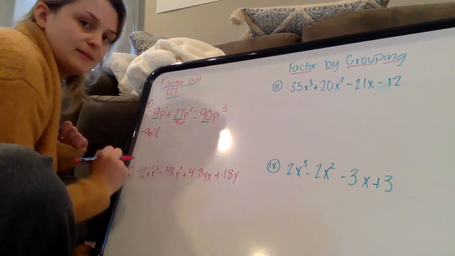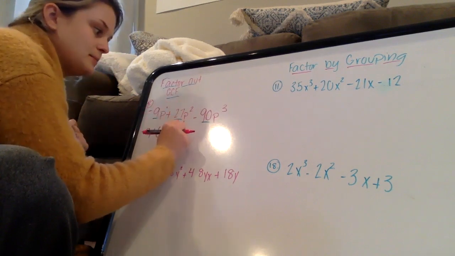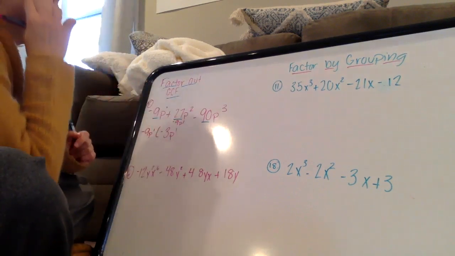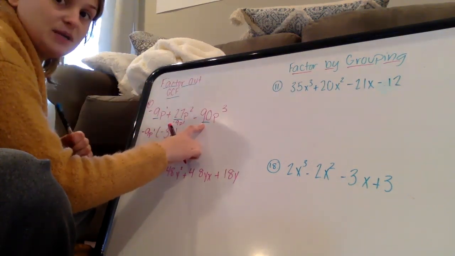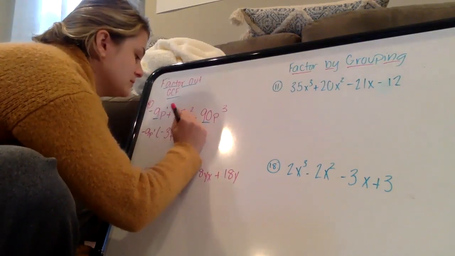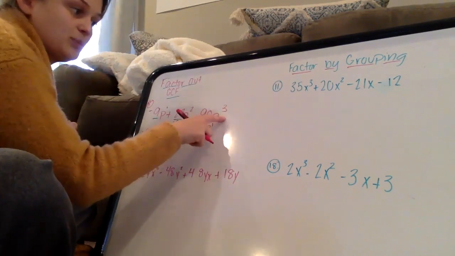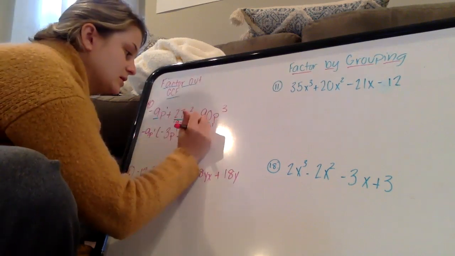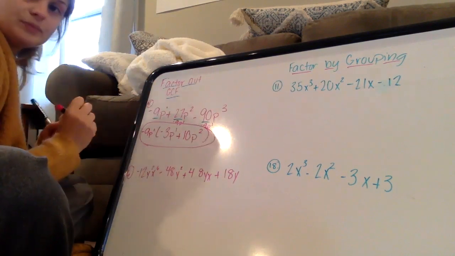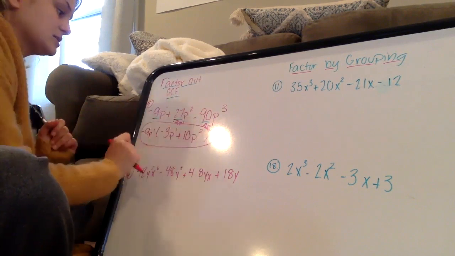So 27 divided by -9 would be -3. And then p squared is bigger by 1, so p to the 1. And then for -90 p cubed, -90 divided by -9 would be +10. And then your p cubed is bigger by 2, so it'd be p squared. So this right here would be your answer. Okay, so you take out the biggest number that can go into all three of these, and then the smallest exponent.